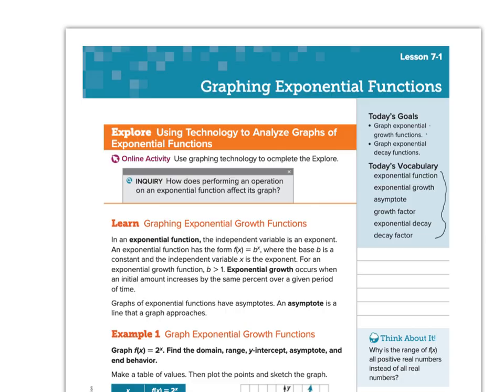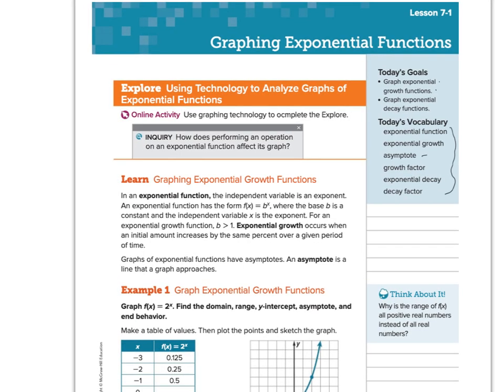So understanding that exponential growth is something that is going to enlarge. An asymptote is that value that we gradually approach but never touch. Exponential decay, of course, is decreasing. Then there's growth factor and decay factor. We'll see how all of these fly into our equation.